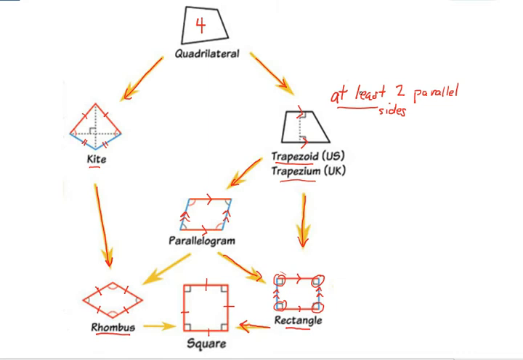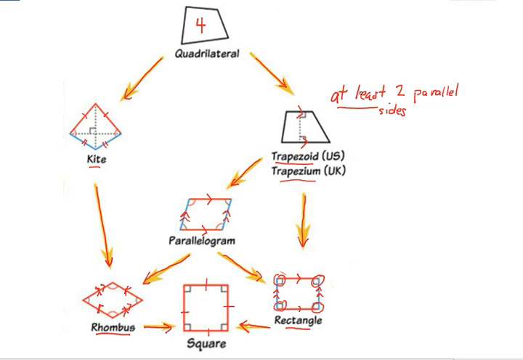The rhombus has four equal sides. And you can see that there's an arrow going from the parallelogram to the rhombus. When you make all four sides equal, that forces the opposite sides to be parallel. So this side is parallel to this side, and this side is parallel to this side. That's why it's a kite, because the adjacent sides are equal, but it's a parallelogram because opposite sides are parallel.